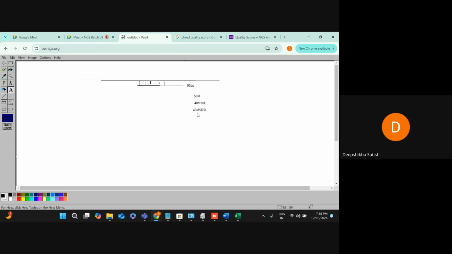Next, if you see a CIGAR string value like this, again it is telling you 40 bases are matching, 5 are deleted and 5 are inserted. Clear about the CIGAR string value? Yes, ma'am.